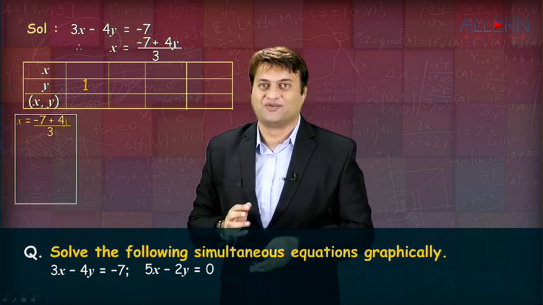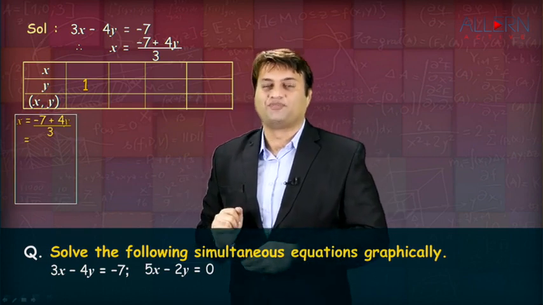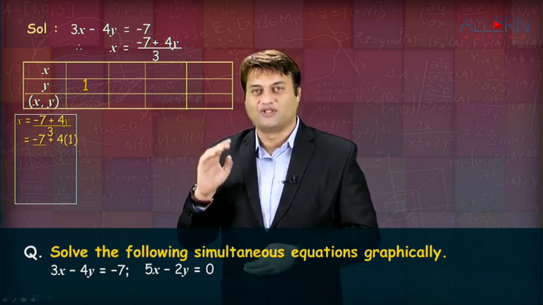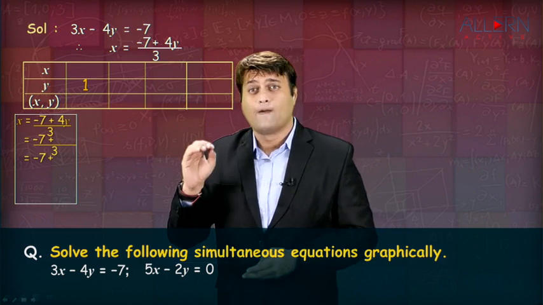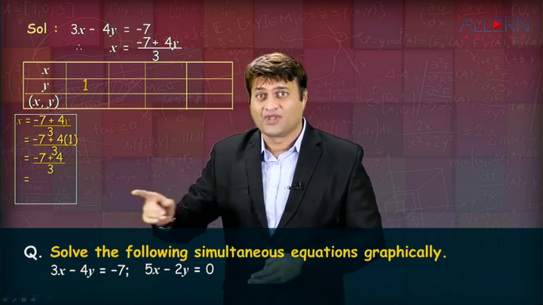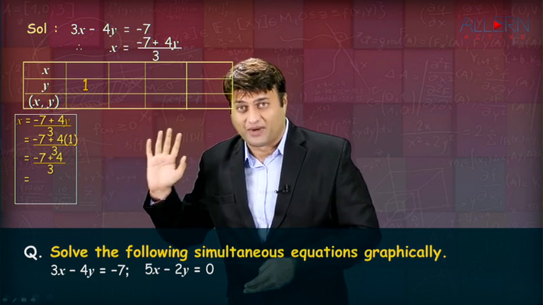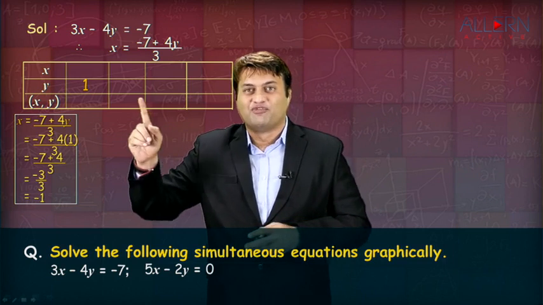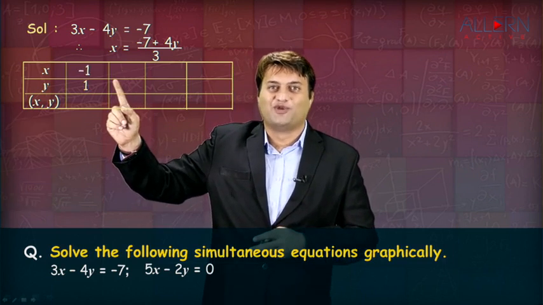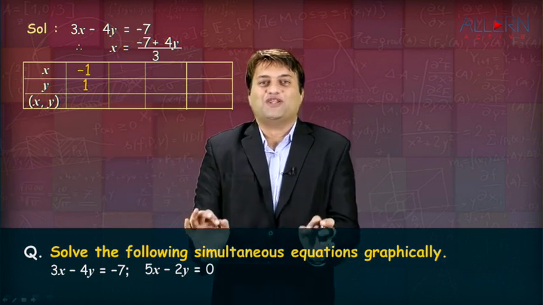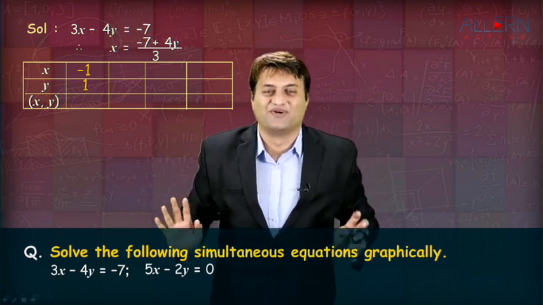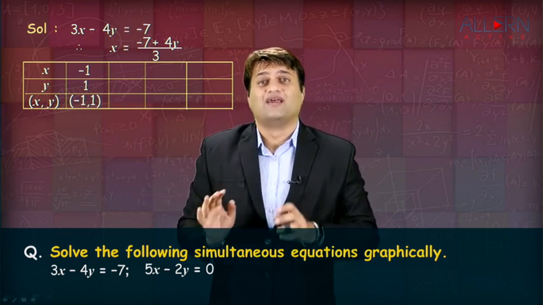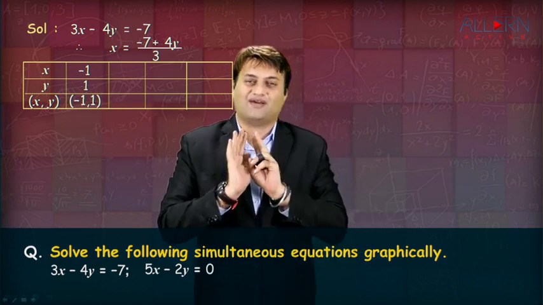Now what happens? Let's see. When y is equal to 1, x is equal to (minus 7 plus 4 into 1) upon 3. That's (minus 7 plus 4) upon 3. That's minus 3 upon 3. Minus 3 upon 3 is minus 1. So when y is equal to 1, x is equal to minus 1, we are getting an absolutely valid point to be plotted on the graph paper, right? So in other words, y is equal to 1 is a valid assumption.